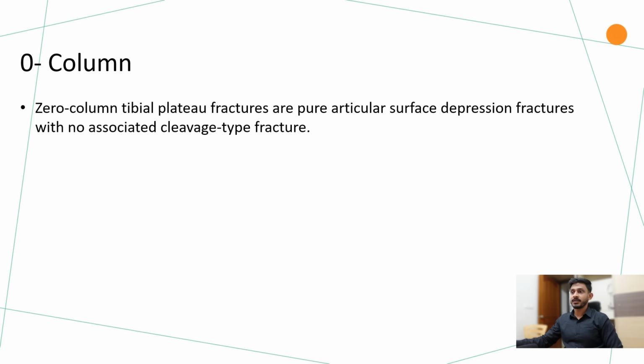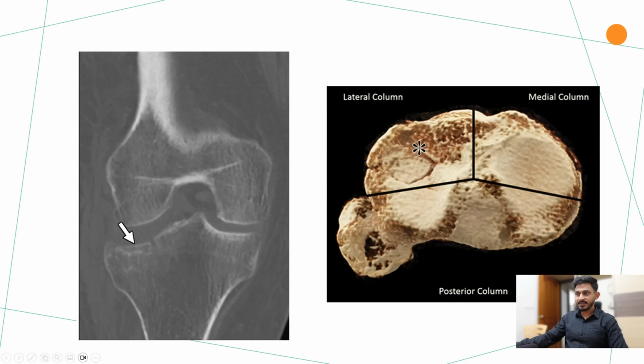That's what I mean. So as you can see here is a clear depression of the lateral side of the tibia here on the sagittal view. Coming to the axial view, you can see there is a depression in this region, but however there's no split separating it into a fragment. So this will be a 0 column.